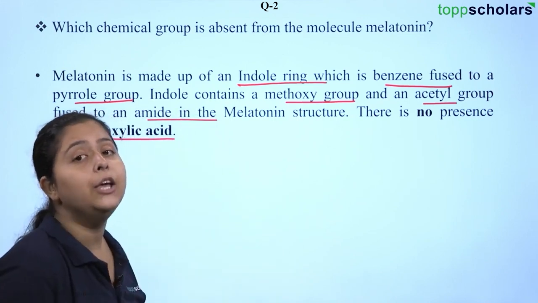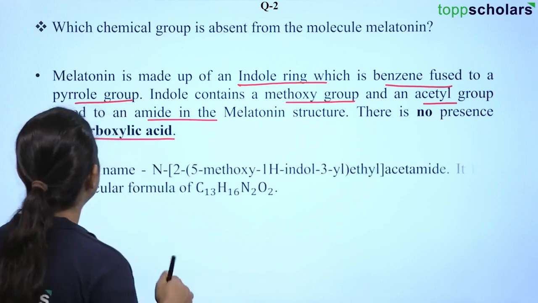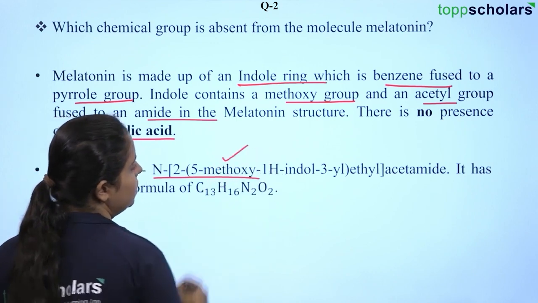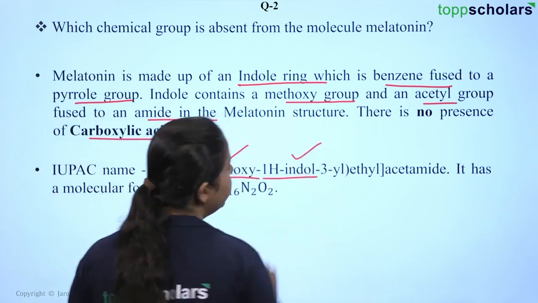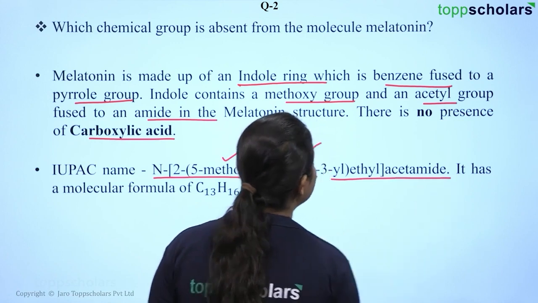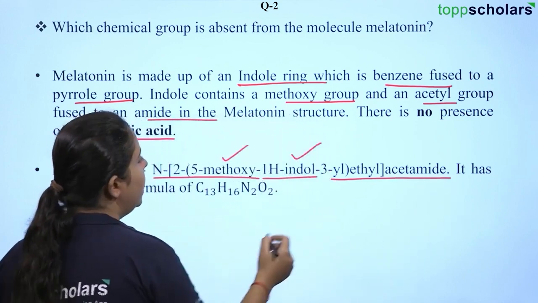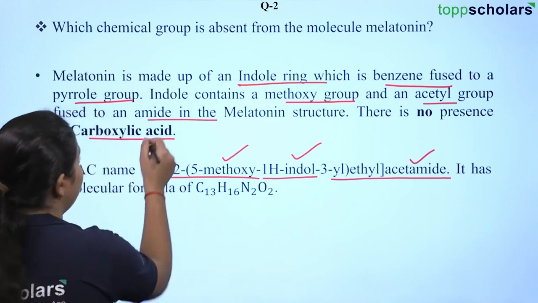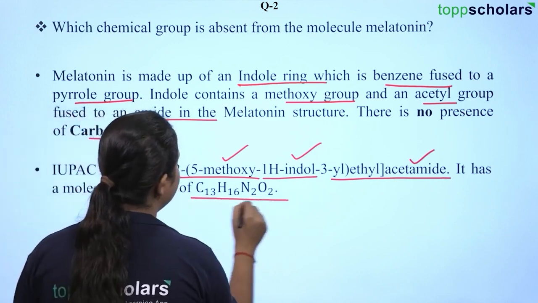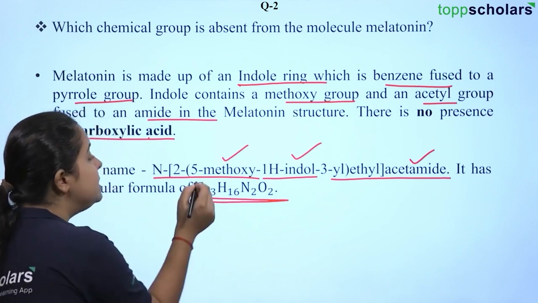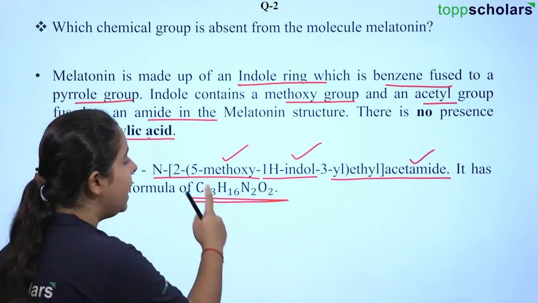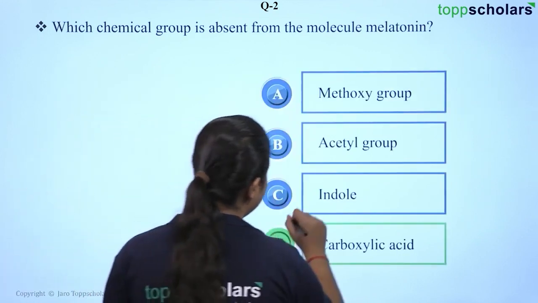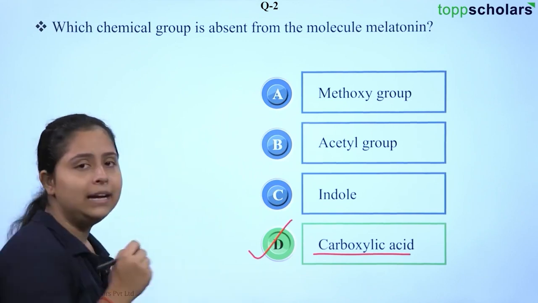If we see the IUPAC name of melatonin, it goes like this: N-[2-(5-methoxy-1H-indol-3-yl)ethyl]acetamide. So we have the methoxy group, 1H-indole, so indole is also present, and ethyl acetamide. So the amide or acetamide is also present. What is not present is the carboxylic acid. Also remember the molecular formula for melatonin, which is C13H16N2O2. Therefore, the correct answer over here becomes option D, that is carboxylic acid.